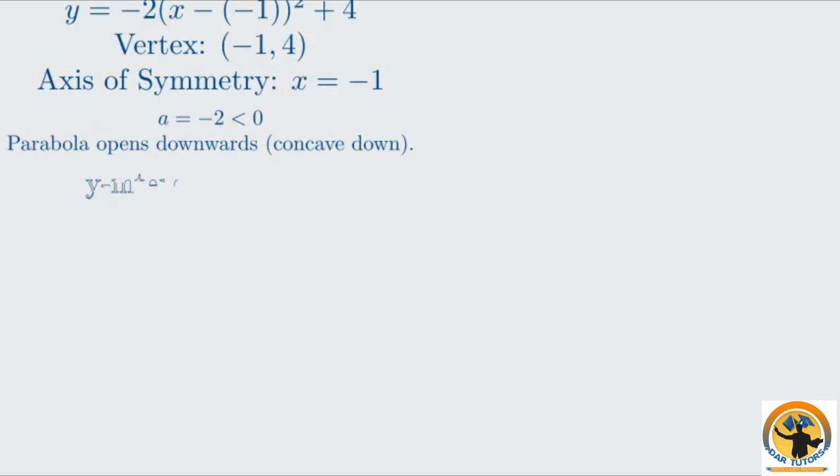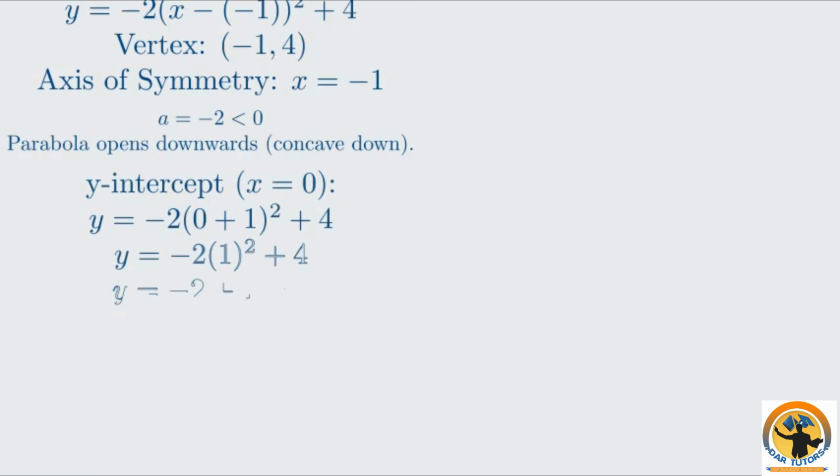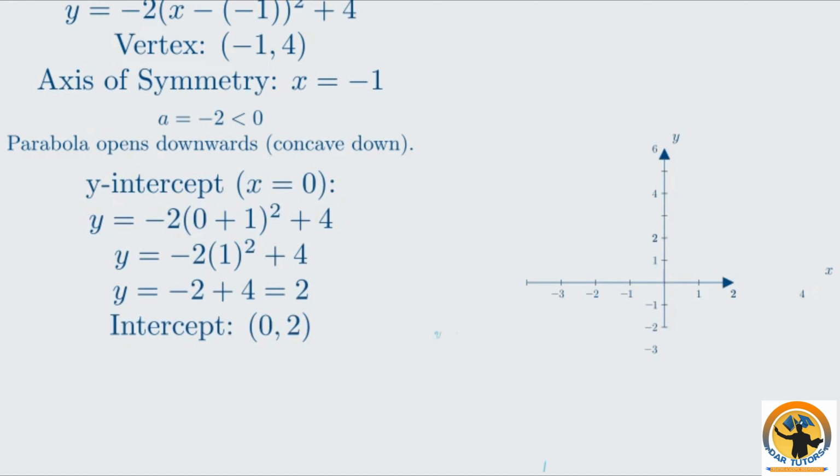Finally, we find the y-intercept by setting x to 0. This gives us y equals -2 times 1 squared plus 4, which is -2 plus 4, or 2. The y-intercept is at (0, 2). Now we can sketch the graph. It's a downward opening parabola with its highest point, the vertex, at (-1, 4), and it crosses the y-axis at 2. So we've successfully sketched a parabola by directly reading the vertex and direction from its completed square form.